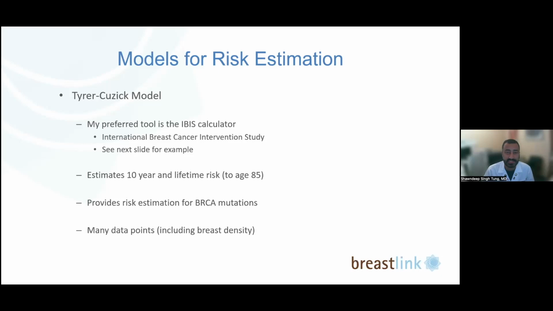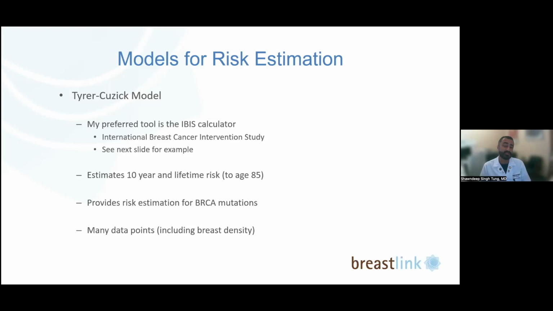I do have an example on the next slide, which I'll show you, but this basically estimates the 10-year and lifetime risk for a patient to get breast cancer. And this calculates it up to age 85. So basically, whatever age you test the patient at, it'll give you a graph that shows your risk in a graphical representation versus the general population, and then also percentage risk of getting a breast cancer from that age to age 85, as well as a 10-year cancer risk.